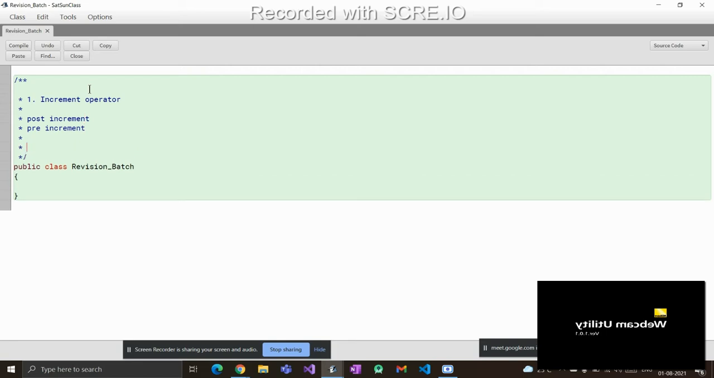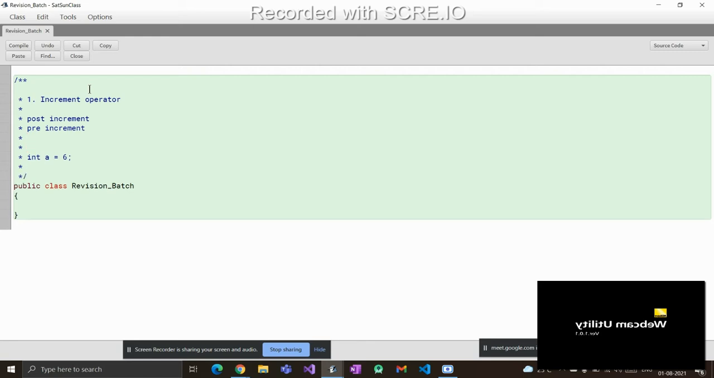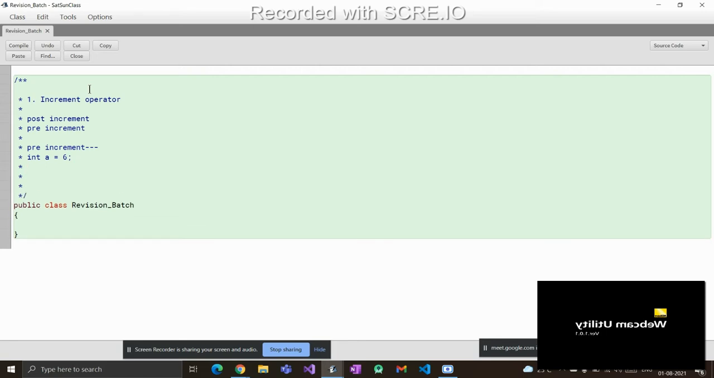Let's see an example. If I have int a equal to 6, pay attention properly. If you did not understand what you mean by pre and post, first of all I'm doing pre increment. It's a revision, so I'll be taking it from scratch. So let's say my int a is equal to 6. Now what do you mean by pre increment? Pre increment and post increment only work when there is something on the left and right side of your increment expression.